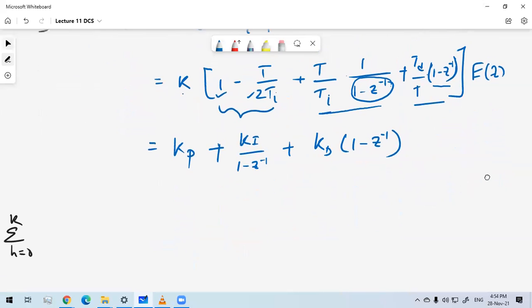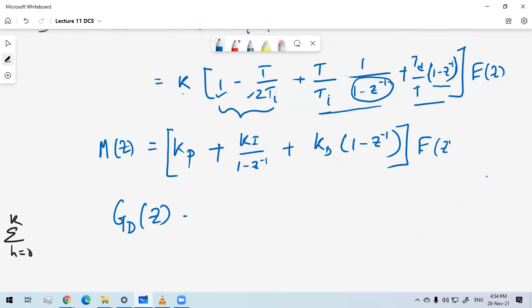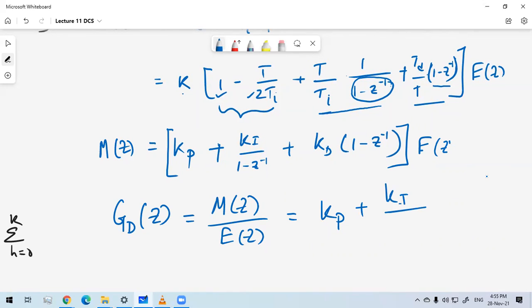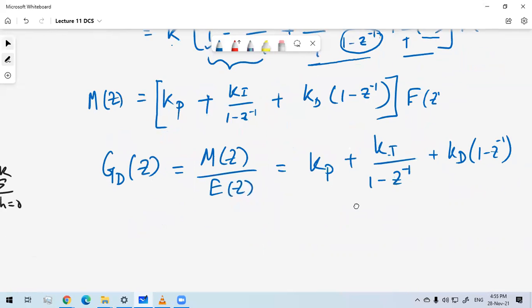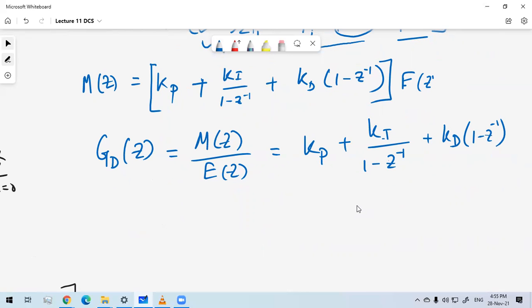Okay, so don't forget yet the M(z) and E(z). So finally, GD(z) for the PID is M(z) by E(z), which is Kp plus Ki by 1 minus Z inverse plus Kd into 1 minus Z inverse. Okay, so this is how you have to do a bit of tweaking. Sometimes some complicated things will come in the way, and you have to use your intellect to figure out the solution.